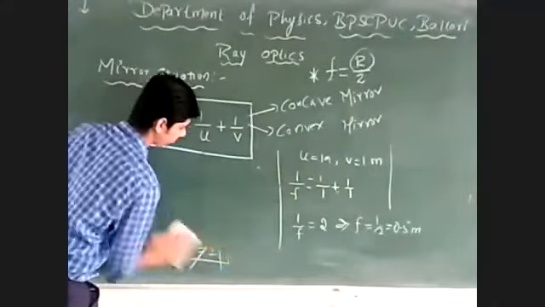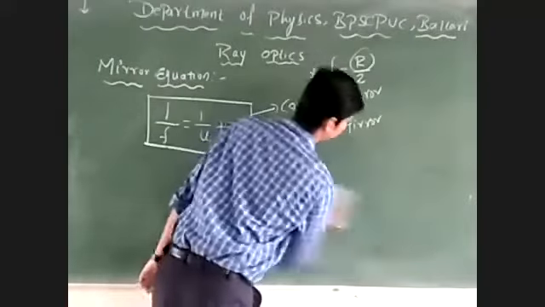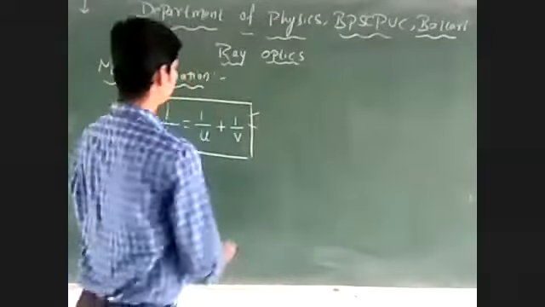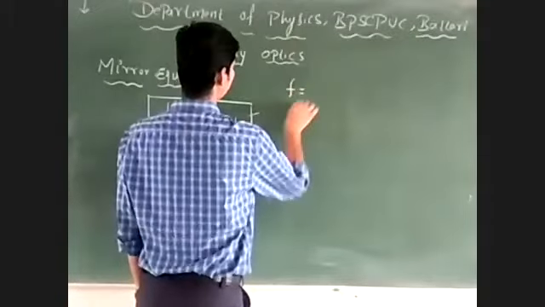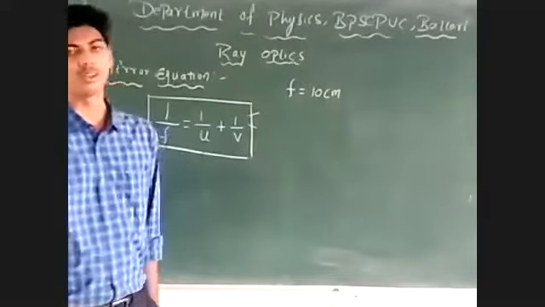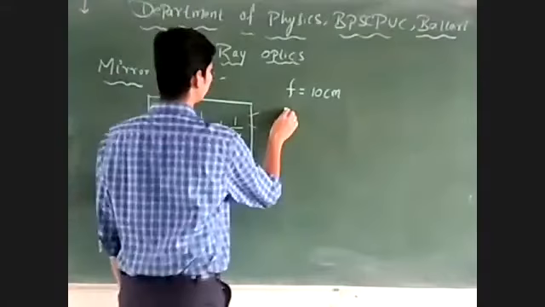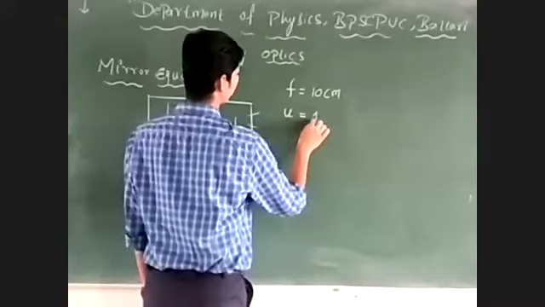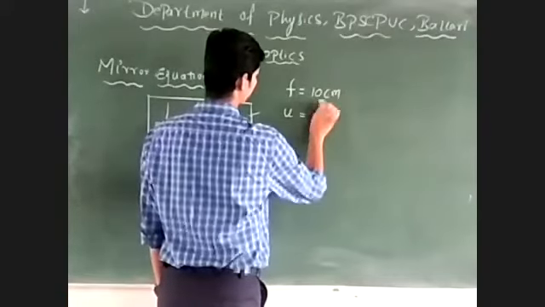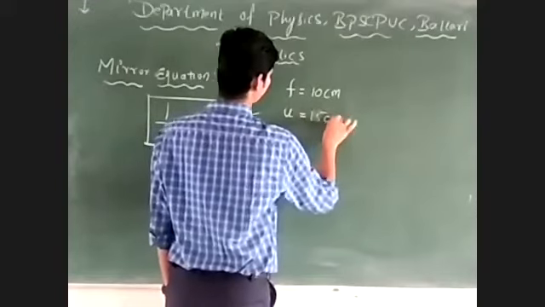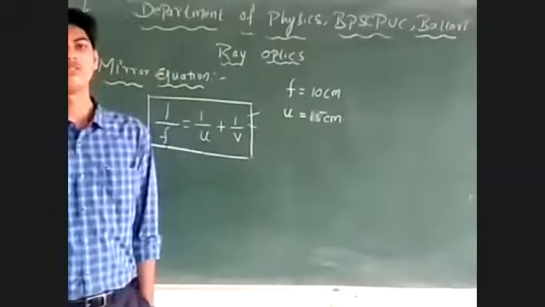Suppose the focal length of a mirror is given as 10 centimeters. Let us suppose the focal length of a mirror is 10 centimeters and the object distance is given as say 5 centimeters or even 15 centimeters. Object distance is suppose 15 centimeters.